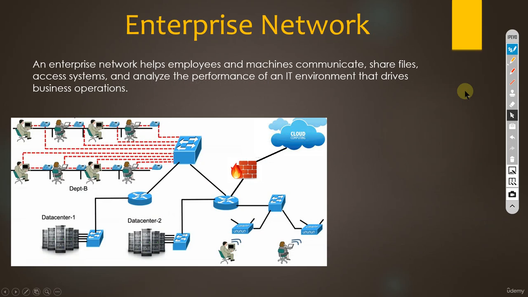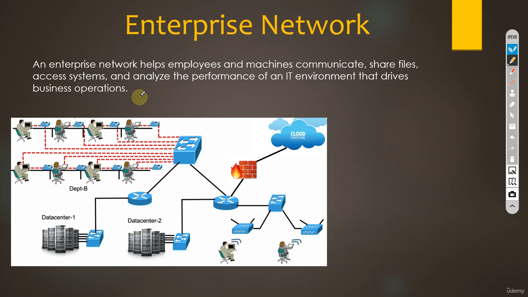So by definition, what is an enterprise network? From our previous slide, we have already talked about small office, home office, which was basically having just a few devices like routers, Apple iPod, computers, laptops, printers. But when it comes to enterprise network, we are talking about the large infrastructure. By definition, an enterprise network helps employees and machines to communicate, share files, access file systems, and analyze the performance of an IT environment that drives business operation.